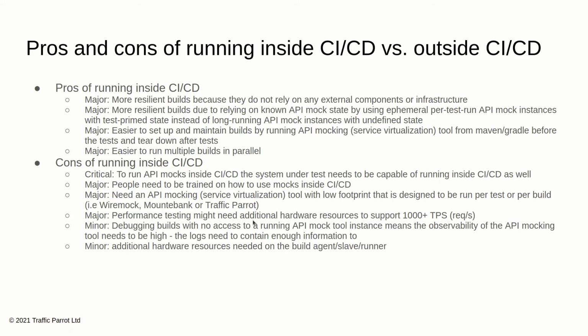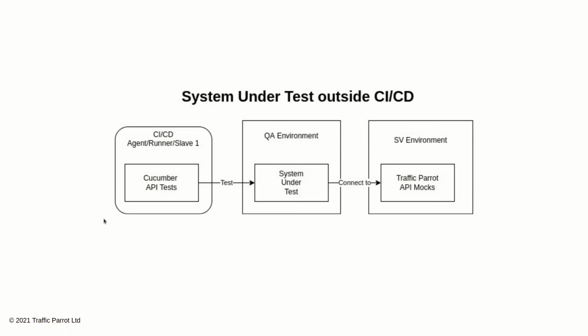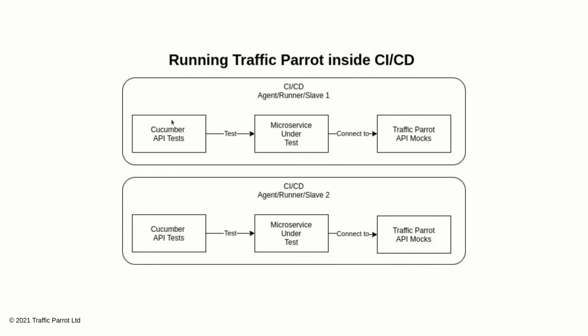You need to keep in mind if these are actually performance tests you're running here, and these Cucumber tests are actually not Cucumber functional tests, but they're, let's say, JMeter performance tests. You need to make sure that these mocks are going to be performing well as well, so the hardware resources allocated to this CI/CD agent, runner or slave will have the necessary resources.